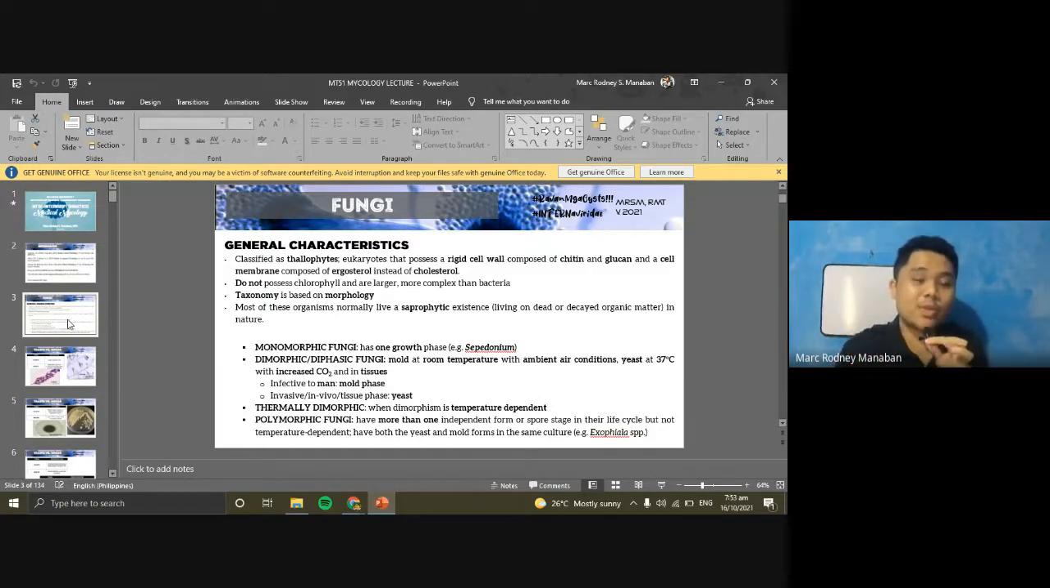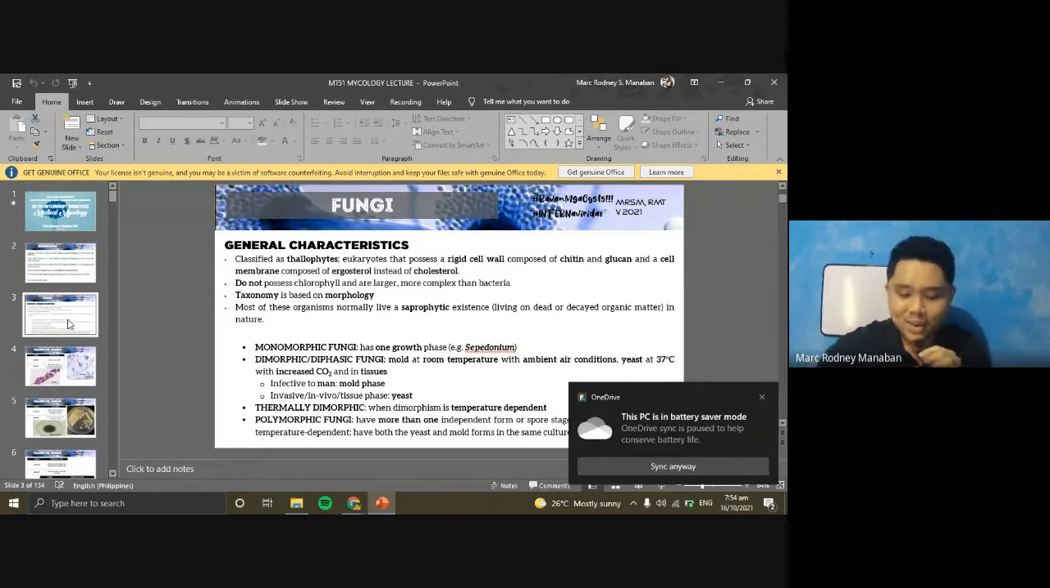Now, most of the organisms of your fungi are saprophytic in existence, meaning they live in decaying or dying organic matter or vegetation in the environment. So they are saprophytic. So ang ganahan nila kay katong mga decaying, katong mga namatay na. Ayan. Okay. Now, we have here mga terms.